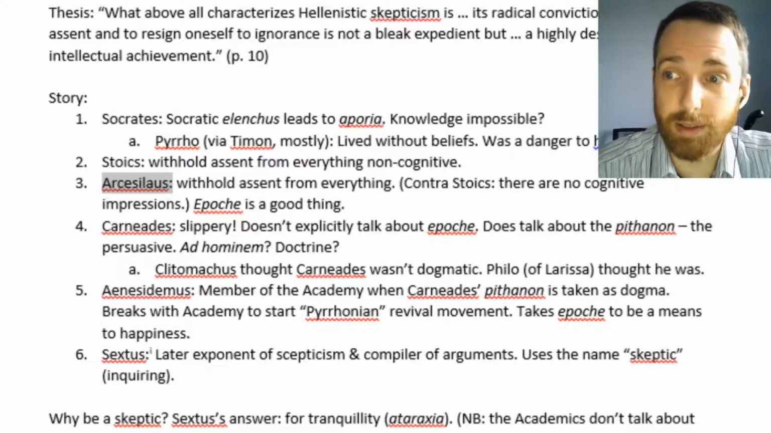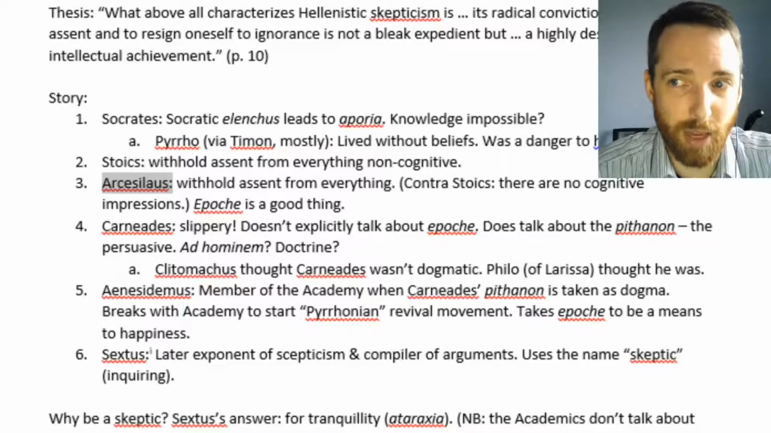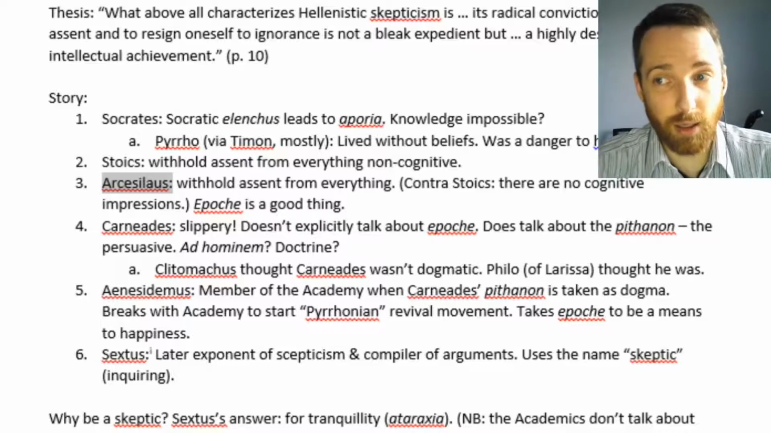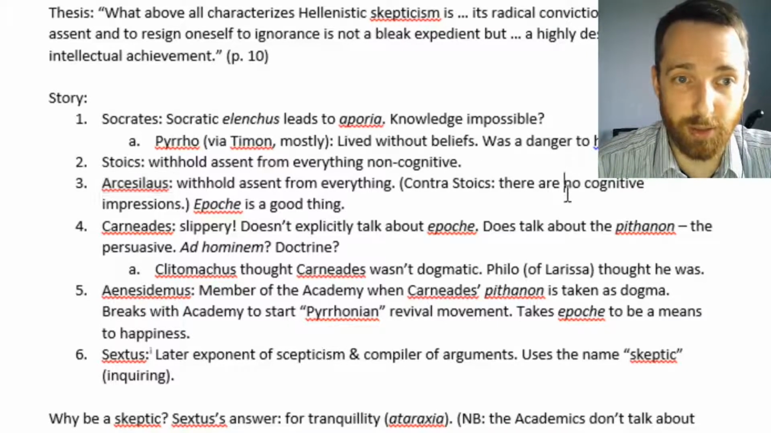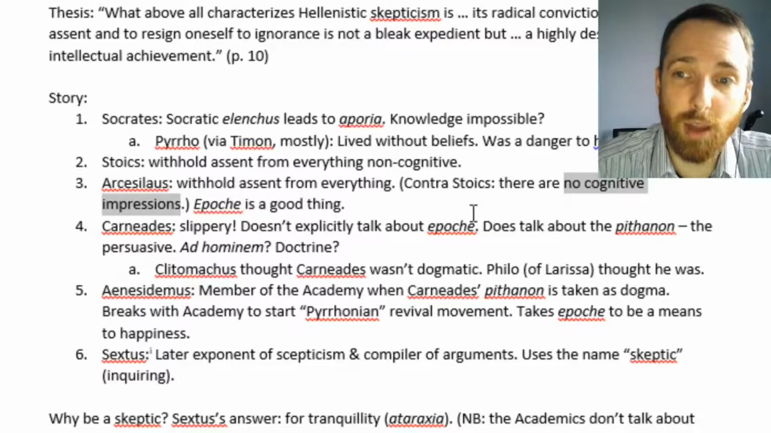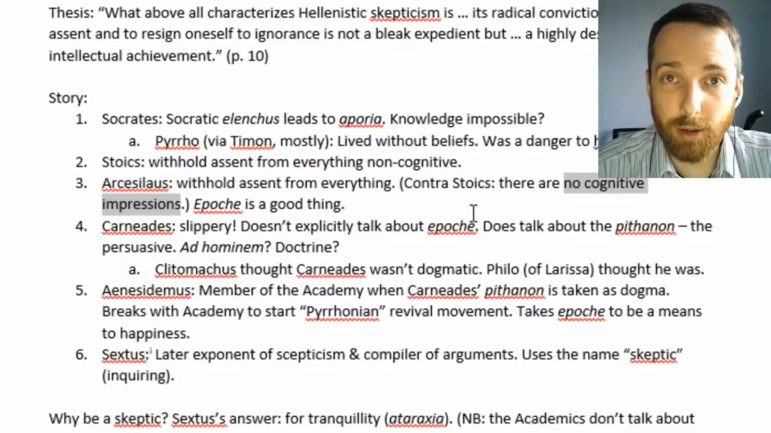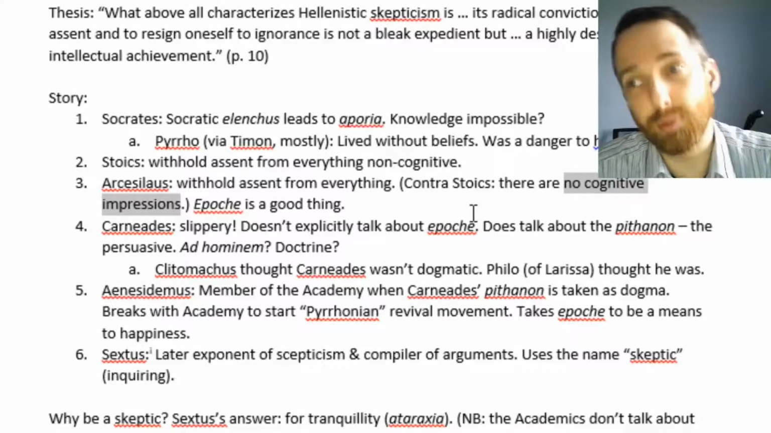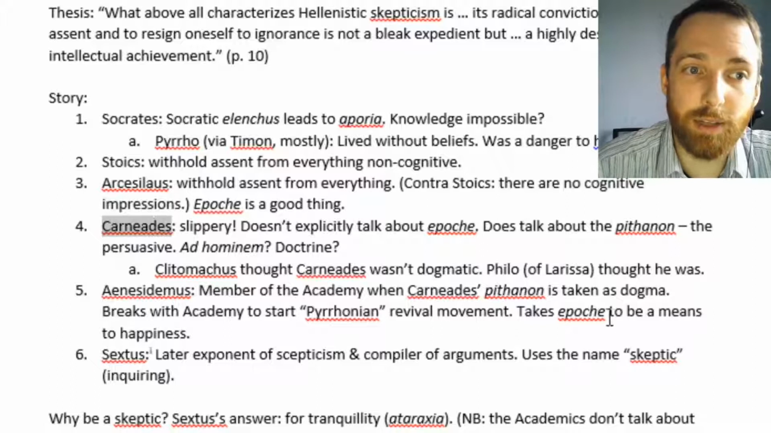But anyway, Arcesilaus is at least not as much a danger to himself as Pyrrho is, so it looks like you're maybe assenting to some appearances and not others. So we might think, if we like the skeptical line of thought, if we think there are no cognitive impressions and so we should suspend judgment, you need some kind of way of deciding which appearances to act on at the very least. A later head of the academy, not Arcesilaus's immediate successor, but one of his successors, a couple of scholarchs down the line, is this guy, Carneades. Carneades is more slippery than Arcesilaus.